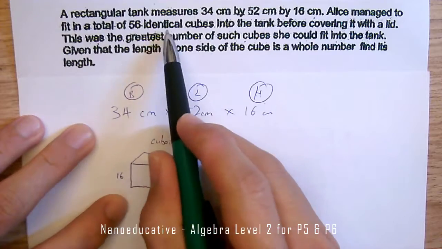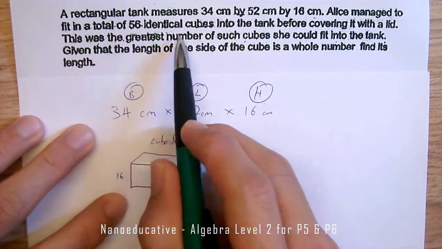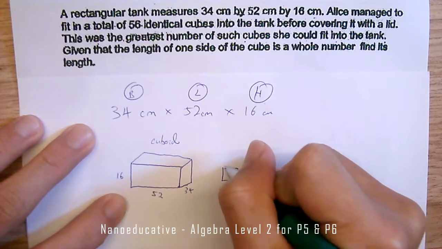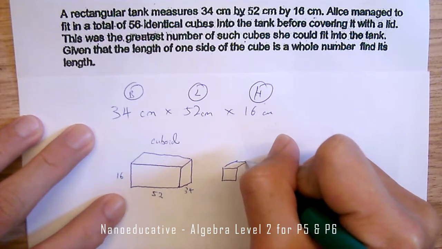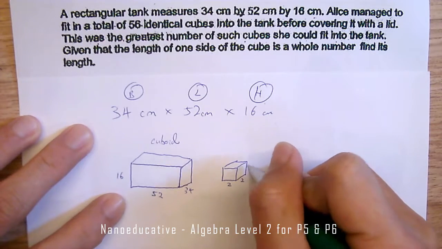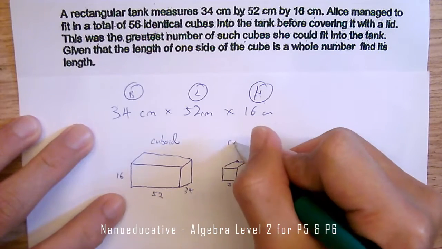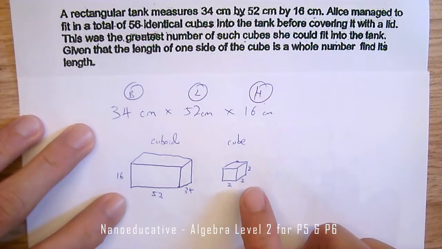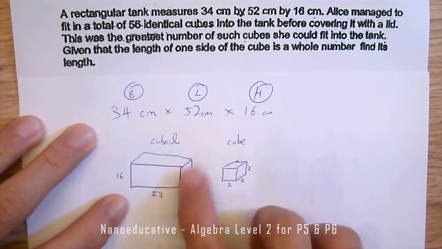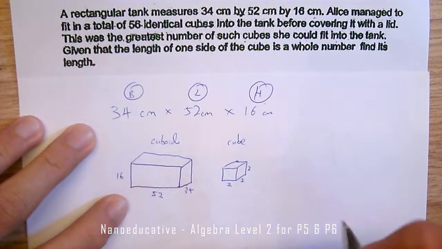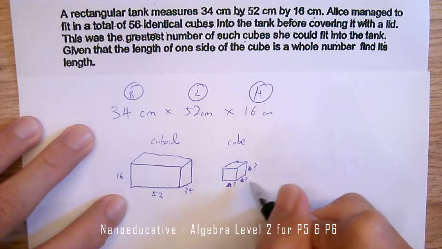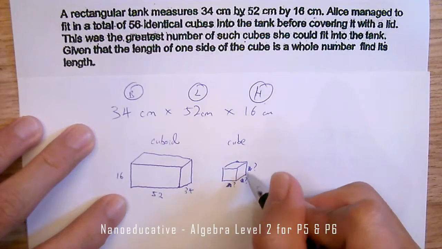But over here, they said that she managed to fit in 56 identical cubes. Cube means that all sides are equal, like for example, 2 cm by 2 cm by 2 cm. This is the meaning of a cube. She is saying that she can fit 56 of these cubes inside, and we have no idea of the sides. That's why I put a question mark over here.